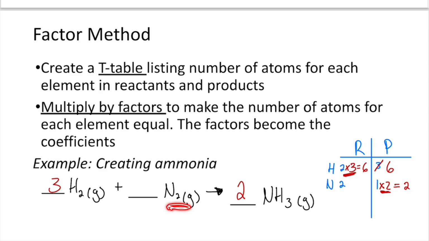Again, nitrogen gas here has a coefficient of 1, but you don't have to write it. There are other ways to balance chemical equations. These are just a couple of the methods. It doesn't matter what method you use. I just always say pick one that makes the most sense to you.